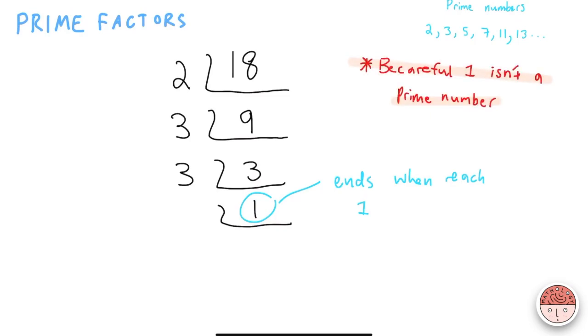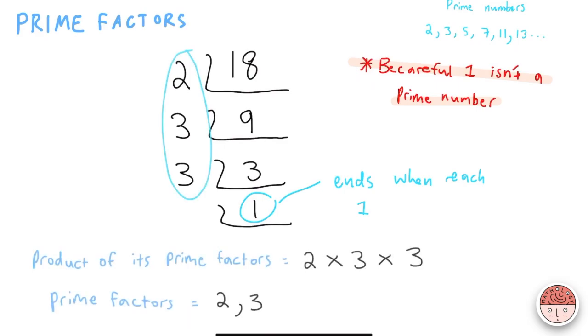So after you've finished finding the prime factors, these circled numbers on the sides are all the prime numbers that are multiplied together to get 18. We can write down the product of its prime factors by multiplying all these numbers on the sides together. In this case, for 18, it is 2 times 3 times 3. And the prime factors of 18 are 2 and 3.